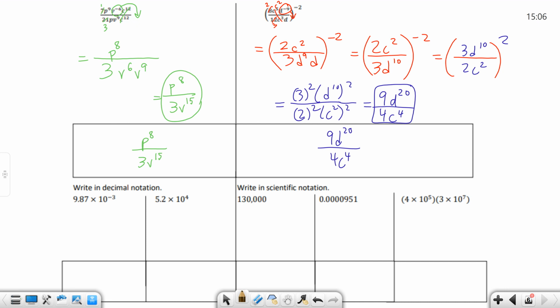Write in decimal notation. So this is scientific notation. So when it's times 10 to a power, so 9.87 times 10 to the negative 3. That means this number, 9.87, is bigger than whatever the number is. It's times a negative exponent. So we're going to move it 1, 2, 3. We'll make it smaller. Zeros, put 2 zeros there. We moved it 3 decimal places. And it's got to get smaller because it's times 10 to a negative exponent. So 0.00987.